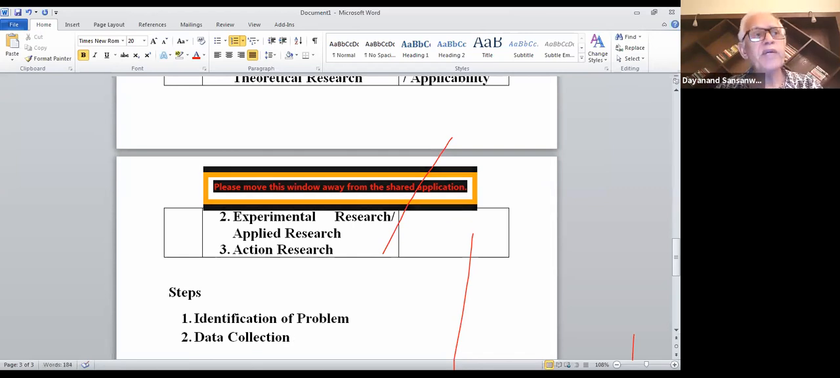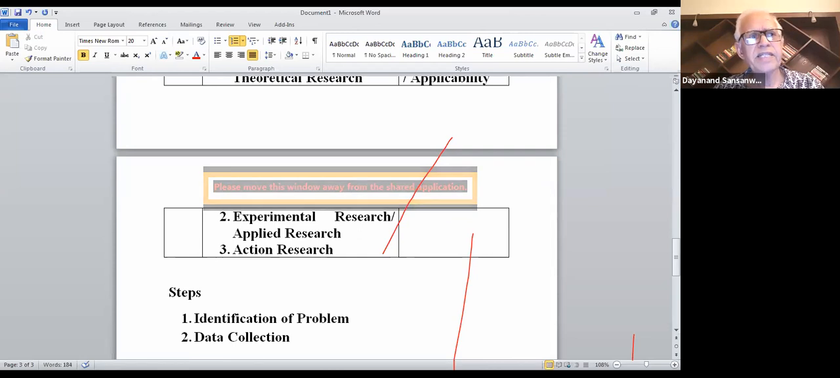But if you are doing a quantitative research, then the second step is not data collection. The second step will be the formulation of hypothesis. But in grounded theory, you can't have a hypothesis because you cannot test it.